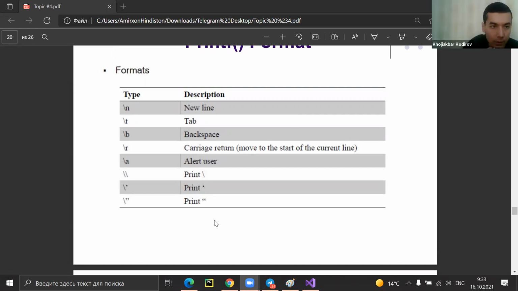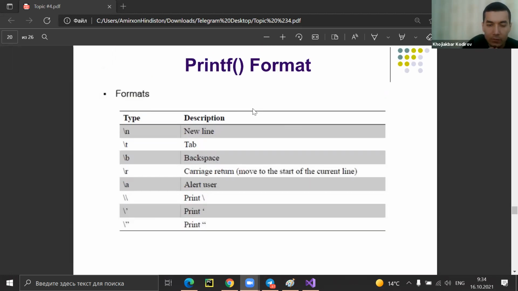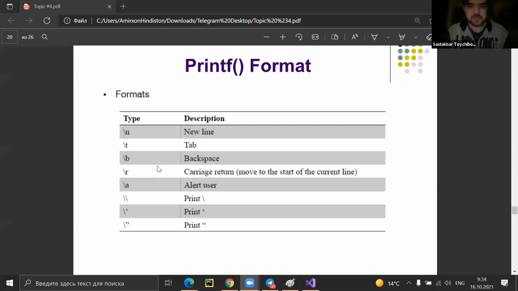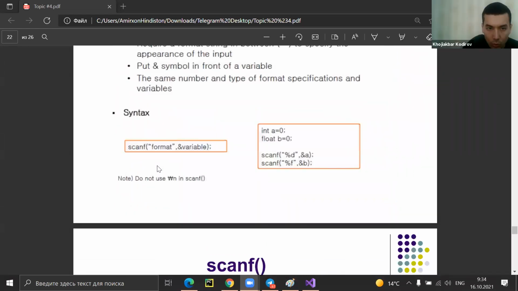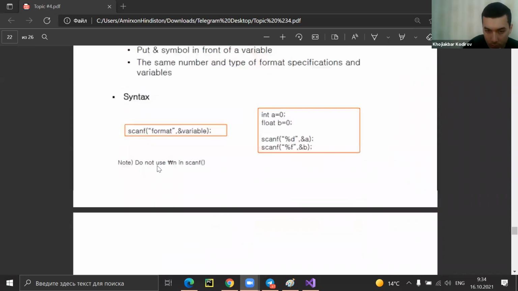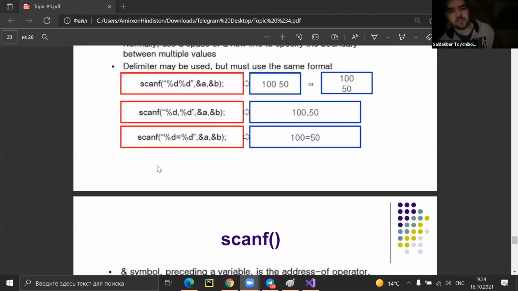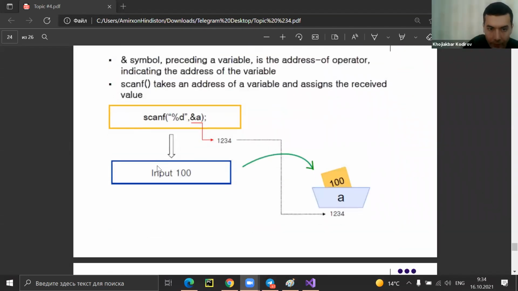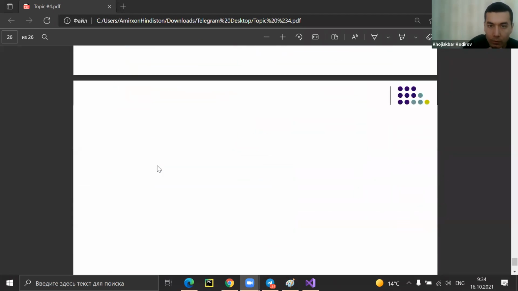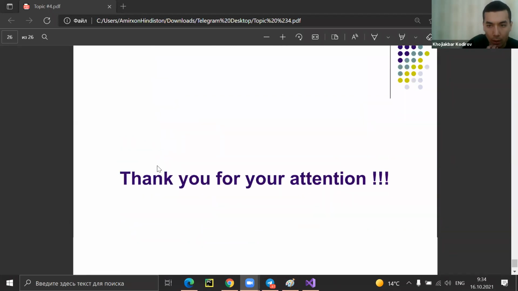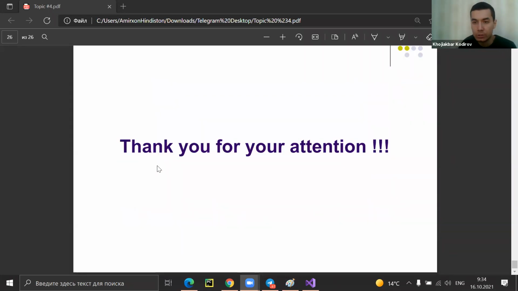Okay, you guys remember about these formats? No problem with this one? So you remember about scanf? Yes, to take any data from the user. Okay, then I will share this presentation. I hope you understood everything. So if you have more questions, just review it, and then you can ask in the next lecture or in the group. If I'm free, I will answer you.